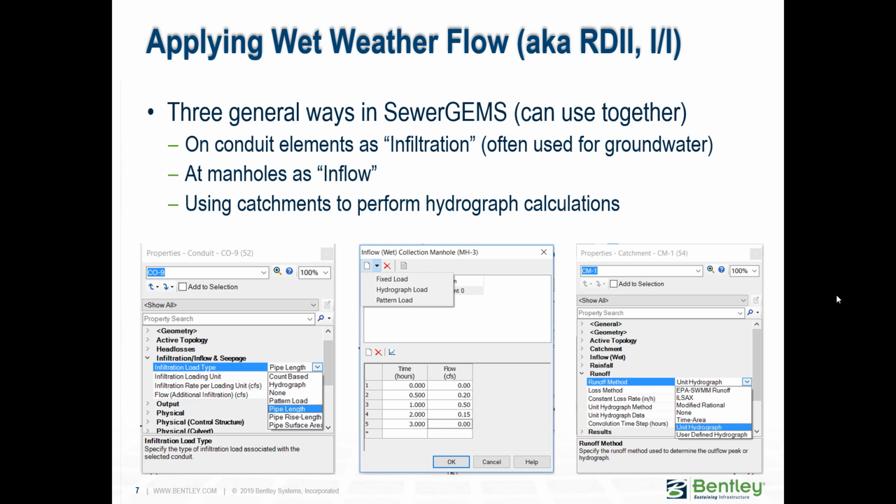At the manholes, we have an inflow option. The inflow option is separate from the sanitary load option. It's the same approach, but this data is loaded in a different alternative. And the third way is using catchments. It's a polygon that will perform hydrograph calculations.